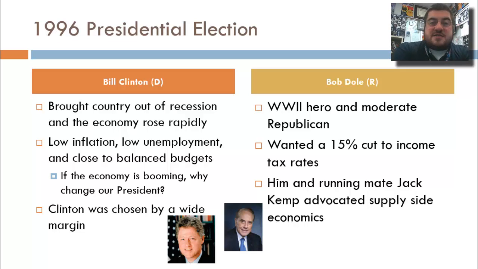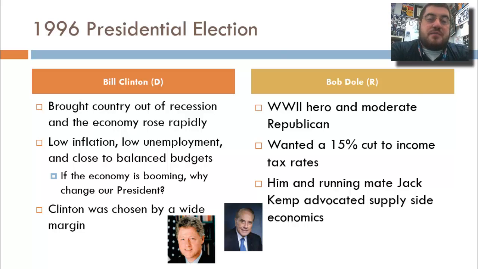So in the 1996 presidential election, Bill Clinton is a brilliant politician. He plays it cool. He brings the country out of the recession, and the economy rose rapidly. He does move more towards the center to gain Republican votes and middle independent votes. He also has low inflation, low unemployment, and a close to balanced budget. So if the economy is working, why change our president?